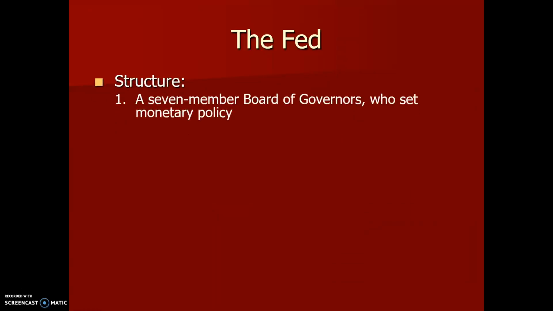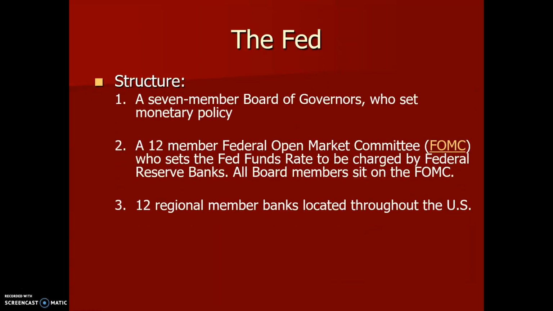So the Fed's structure is organized in 3 tiers. A 7-member Board of Governors who sets monetary policy, in which Janet Yellen sits at the helm. A 12-member Federal Open Market Committee, also known as the FOMC, who sets the Fed funds rate to be charged by Federal Reserve banks. All board members sit on the FOMC. This interest rate is the interest rate at which banks borrow from one another.